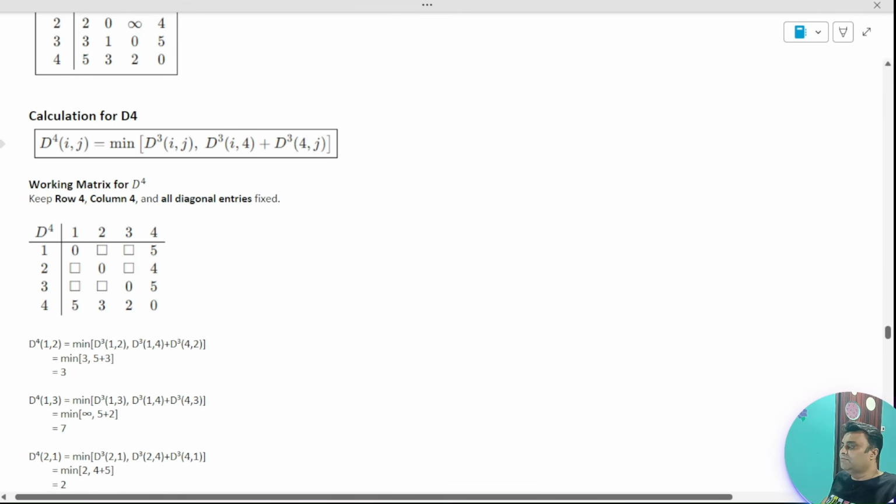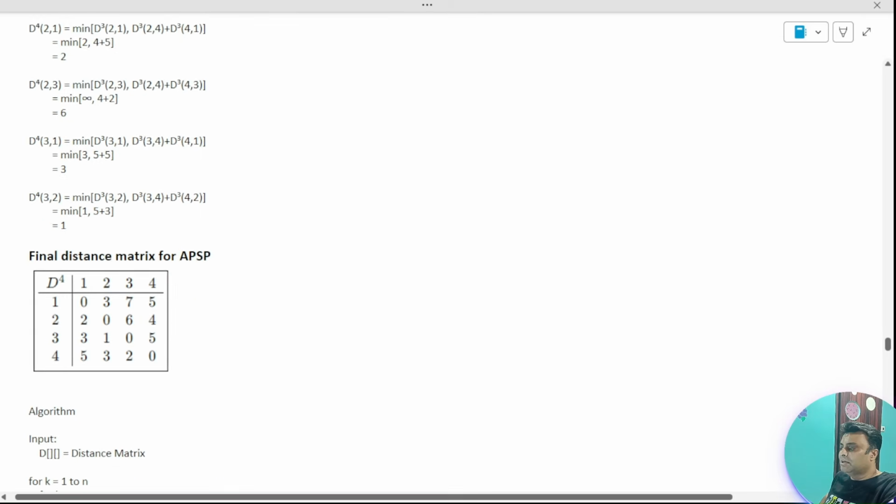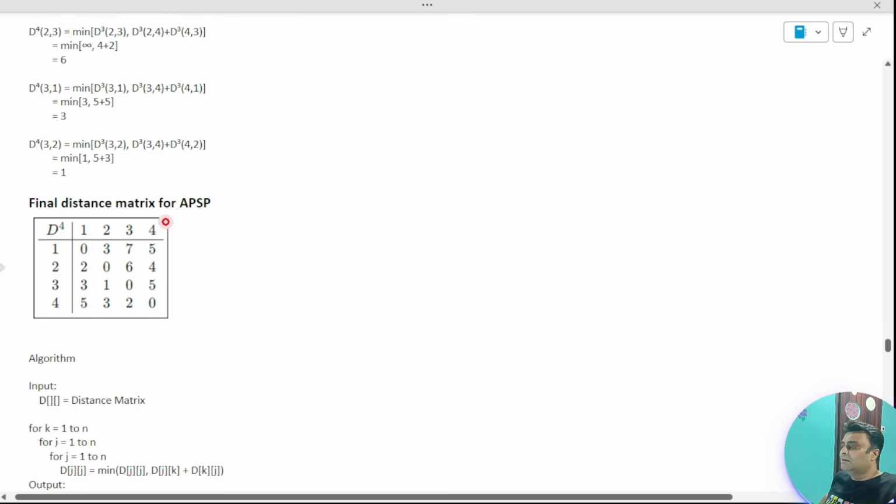How do you do it? D4ij. Everything that we want will be coming from D3, right? So D4ij will become D3ij. Copy paste this here, just change the index, and it will become Di4, D4j. So that's the formula. Apply that to those blank cells, and you'll get this matrix. This is your final all pair shortest path matrix. This is what you need to produce.